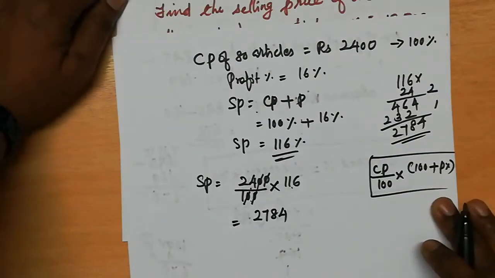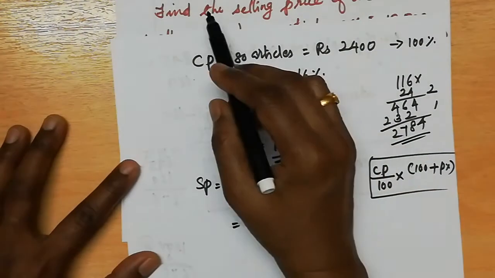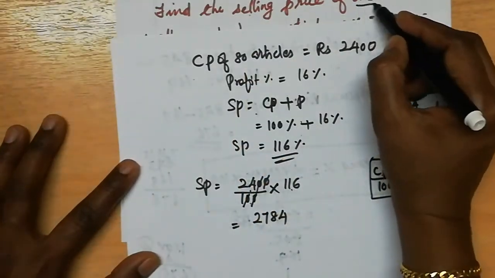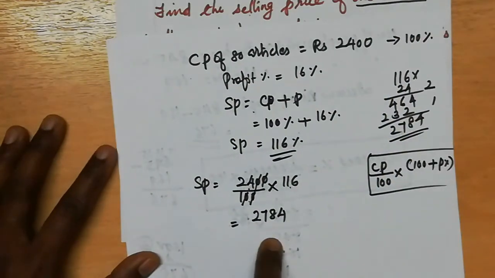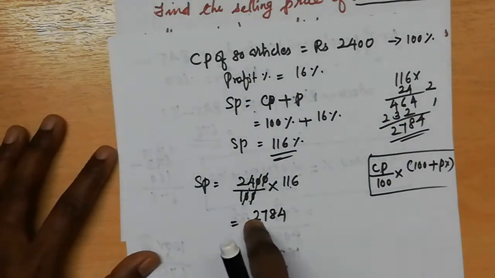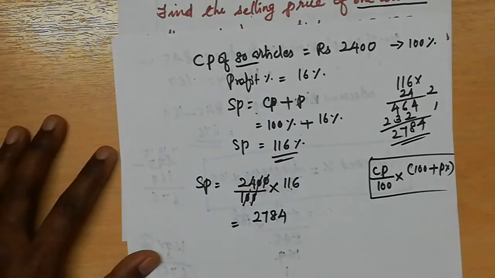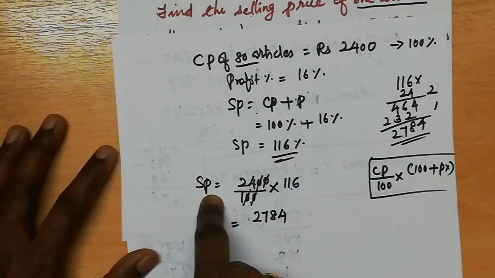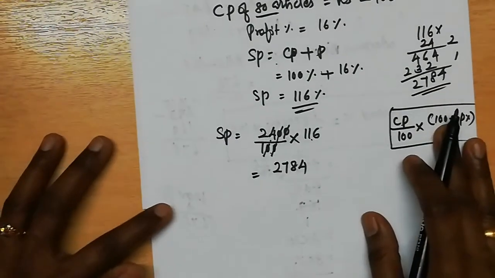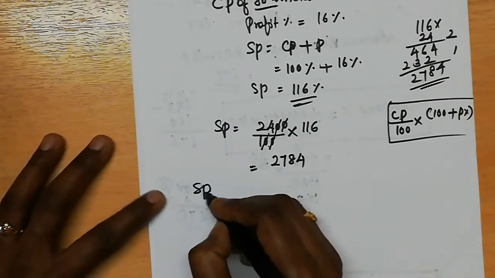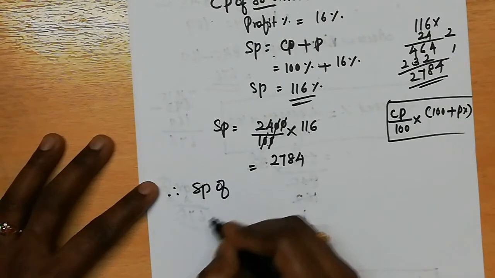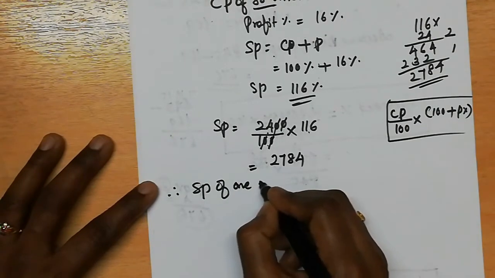Is this the one we have to find? No. So again we will consider this question. Find the selling price of one article. This is the selling price of 80 articles. This is the cost price of 80 articles. So we found the selling price of only 80 articles. Now we have to find the selling price of one article. So we will write: therefore, selling price of one article.